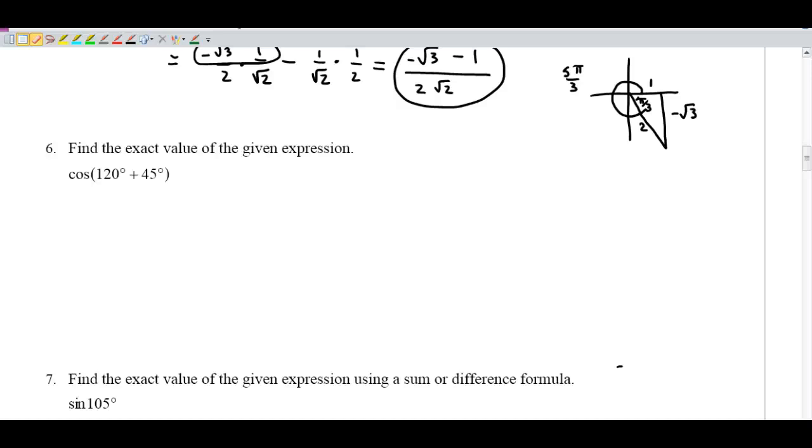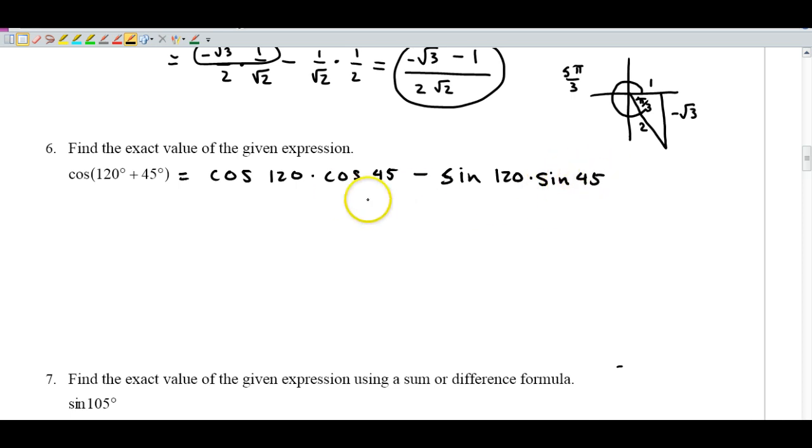Okay, I'm going to finish up this review today, and the first problem I'm going to do is number 6. Actually, it's the 6th problem, but what we have here is the cosine sum, so this is equal to the cosine of 120 times the cosine of 45 minus the sine of 120 times the sine of 45. Those are pretty easy angles to get.